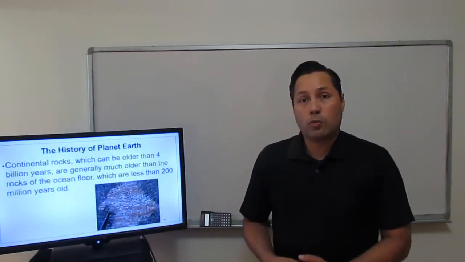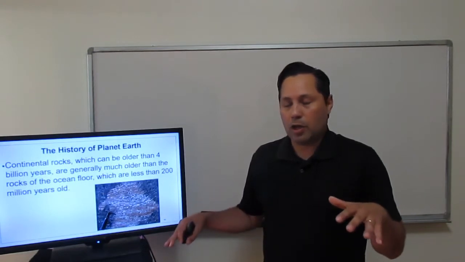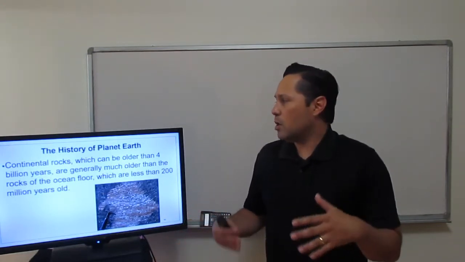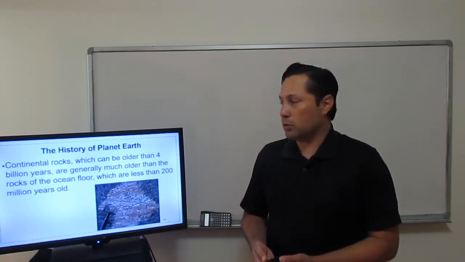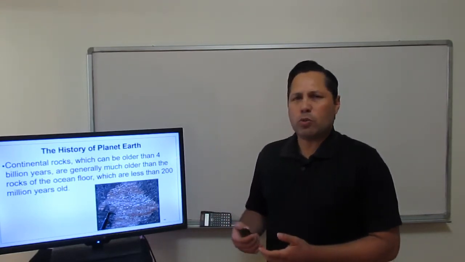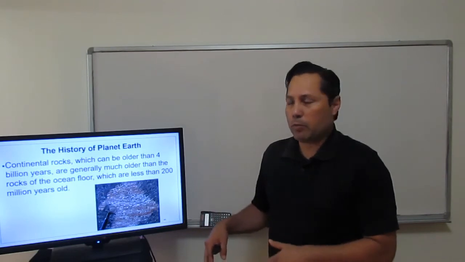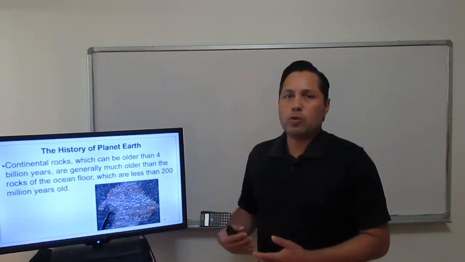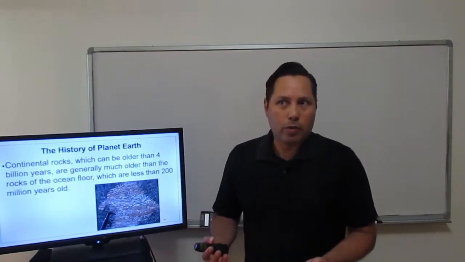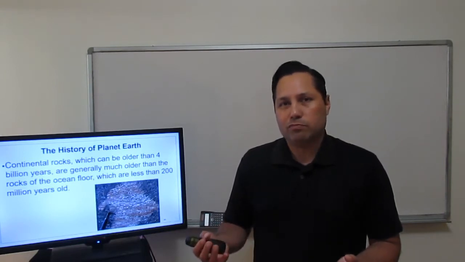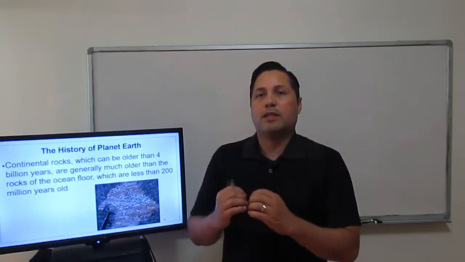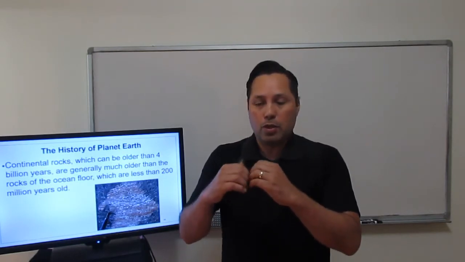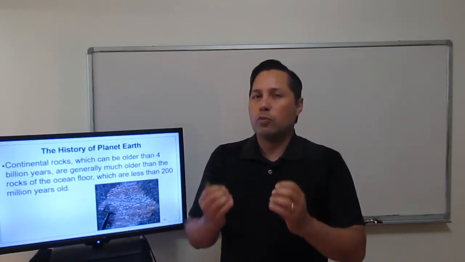Continental rocks, so some of the rocks found on top of the continent, not at the bottom of the ocean, are as much as 4 billion years old. They're much older than the rocks that are found at the bottom of the ocean, which are around 200 million years old. Why are those rocks at the bottom of the ocean younger? The reason is because they've been recently made in between the plates at the bottom of the ocean, where the plates meet. New rocks are generated.